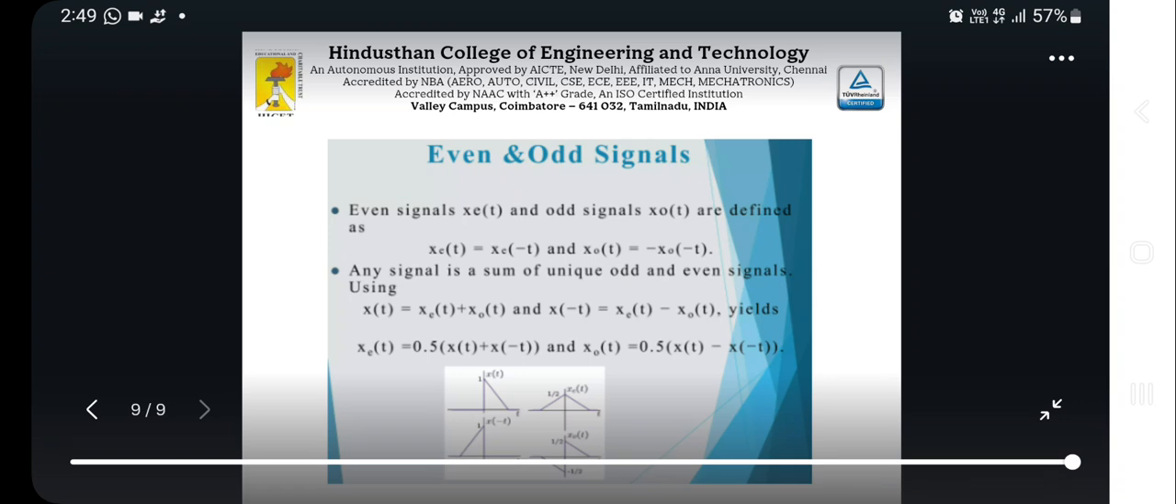Any signal is a sum of a unique odd and even signal. For example, x of t is equal to xe of t plus x naught of t, and x of minus t is equal to xe of t minus x naught of t. Xe of t is equal to 0.5 into x of t plus x of minus t, and x naught of t is equal to 0.5 into x of t minus x of minus t. These are some examples of even and odd signals.